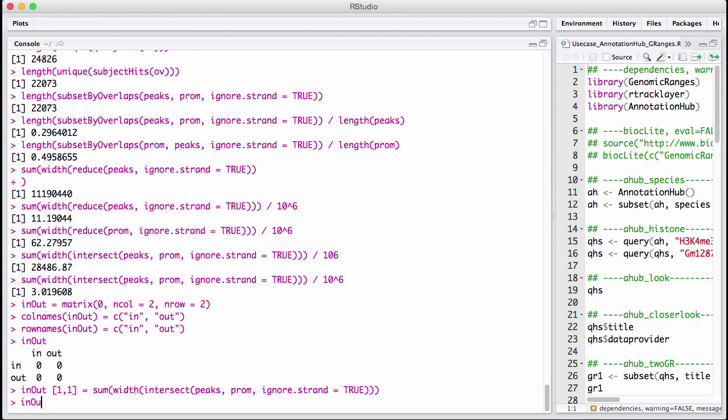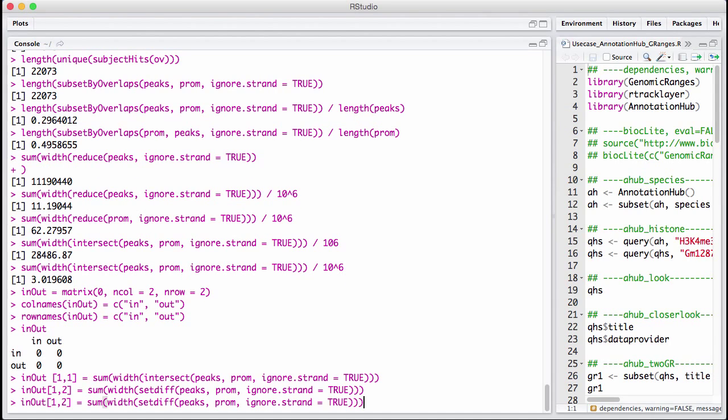So now I'm going to take in-out 1,2, and this is going to be the bases that are in peaks but not in promoters. We can do a set diff, so it should be in the peaks, not in the promoters. We need to ignore the strand. And this was a GRanges, so we want the sum of the width. And again, my set diff is a set operation, so I get a normal IRanges out of it. And we're going to do the same thing, but we're going to reverse peaks and promoters.